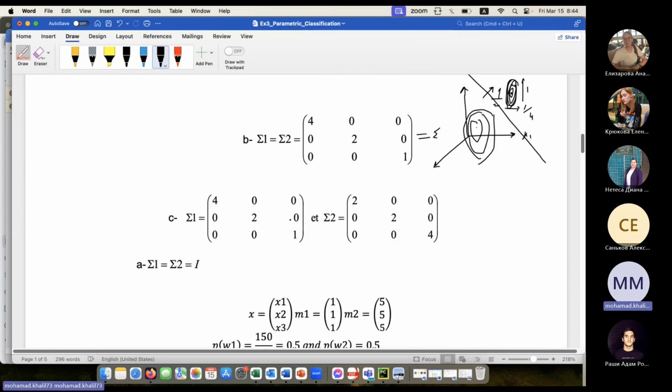And here, in the third case, sigma 1 and sigma 2 are different. Look, for example, here.